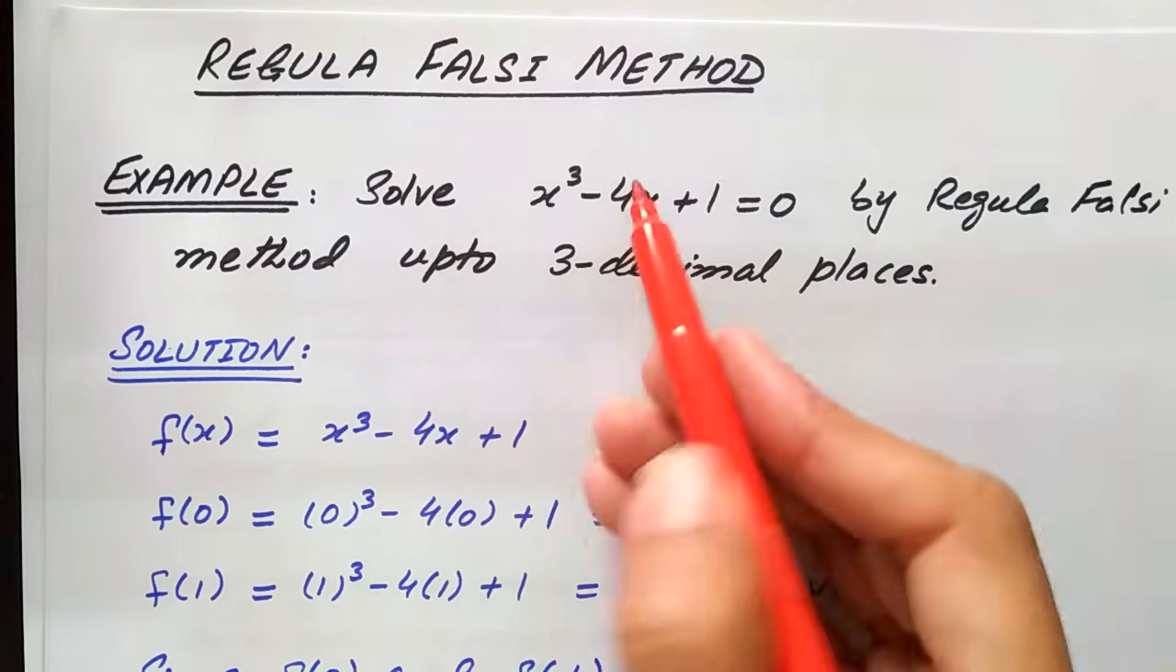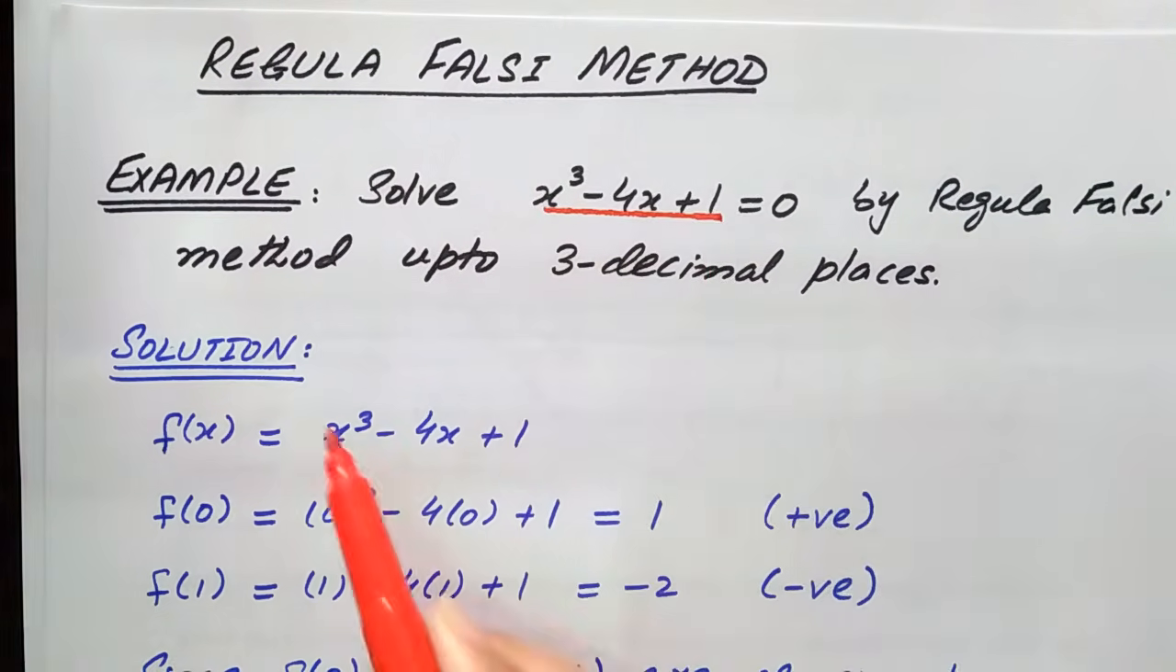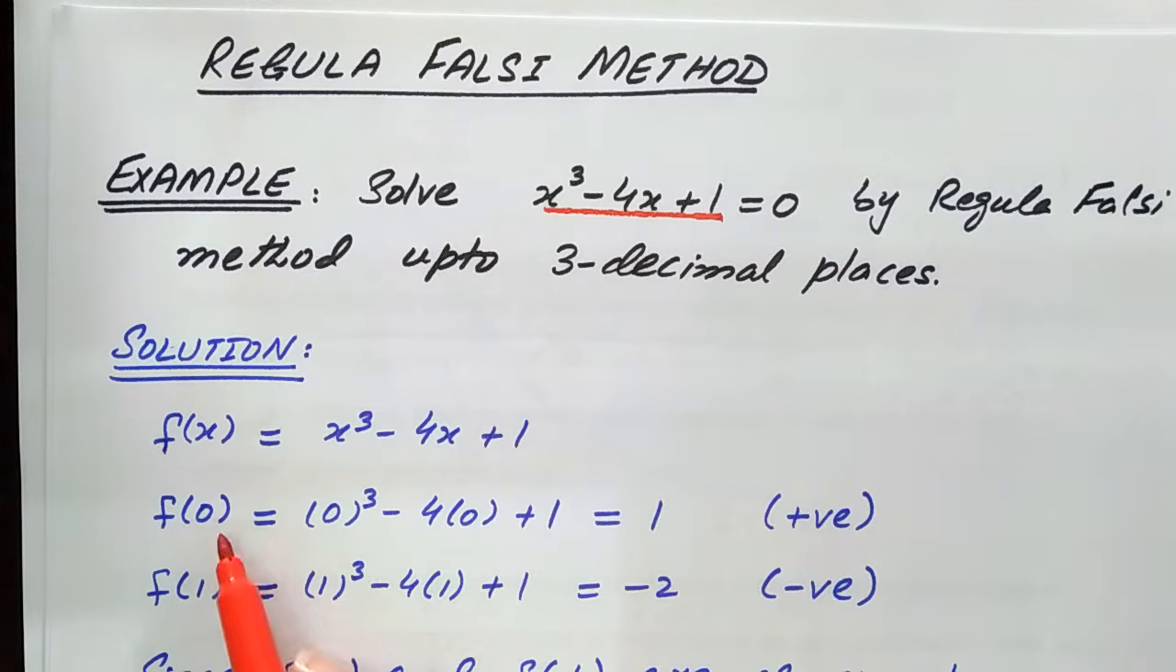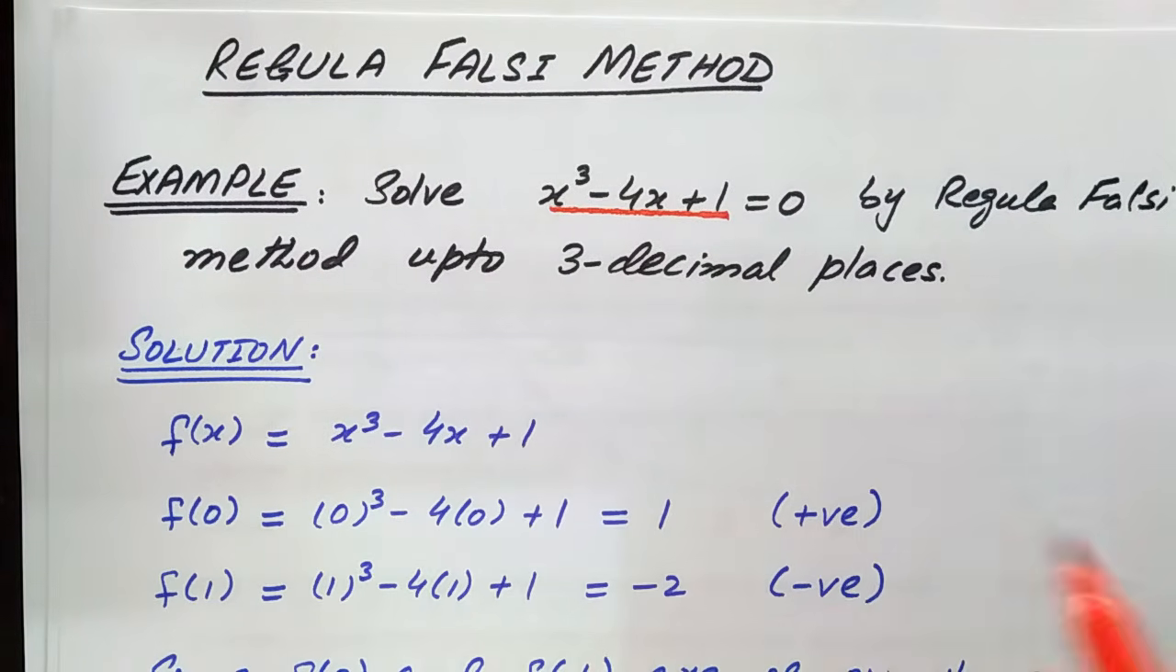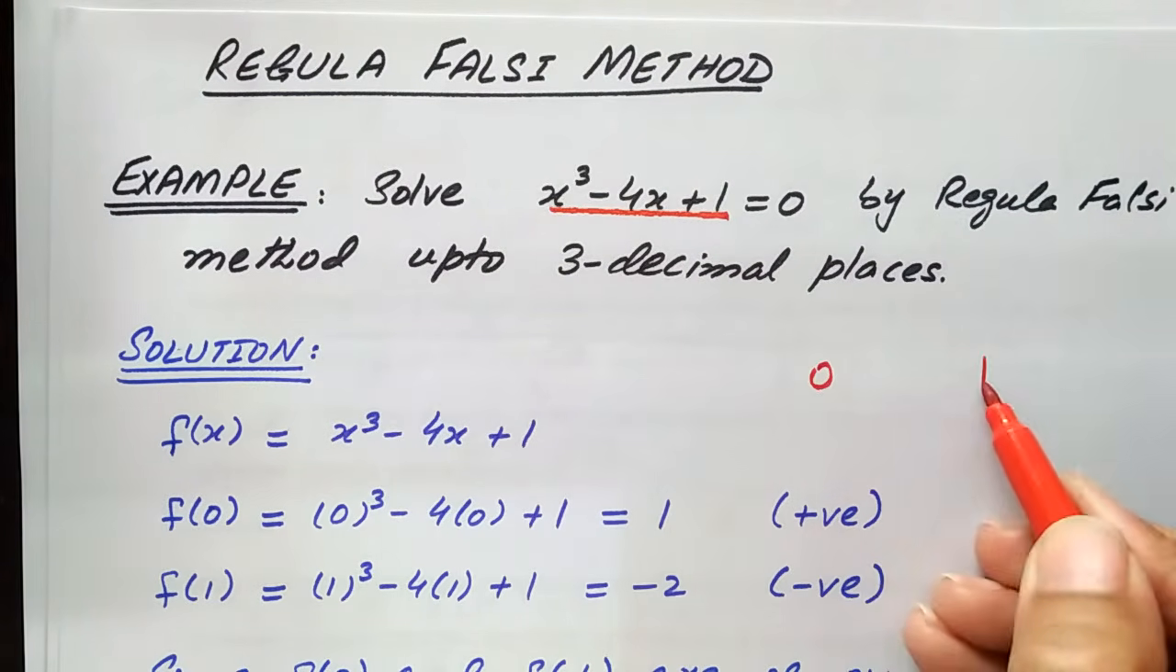Consider the function f of x equals x cubed minus 4x plus 1. I will consider any two points on which the function shows different behavior. Use these points in the function and check the behavior. I put 0 in the function and got a positive value, and when I put 1 in the function, I got a negative value. So this means that my root lies between 0 and 1.